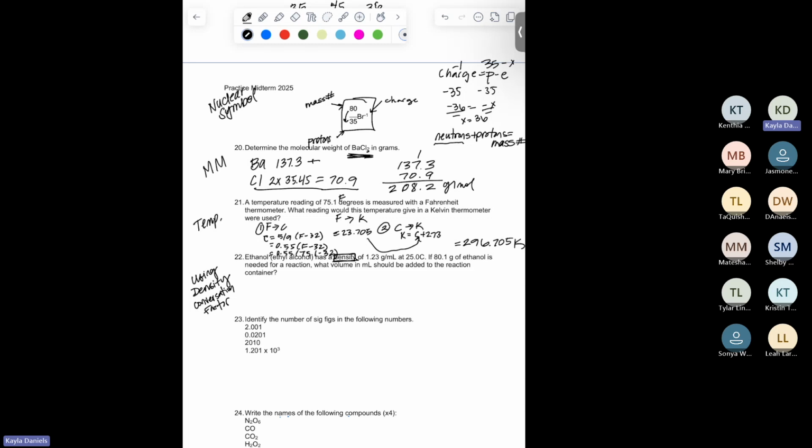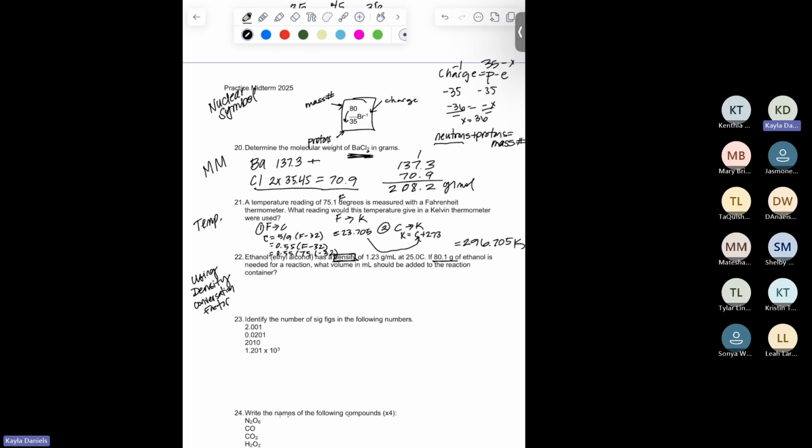So ethanol, also known as ethyl alcohol, has a density of 1.23 grams per mil at 25 degrees C. If 80.1 grams of ethanol is needed, what is the volume? All right, so here's our given. That first sentence, which is going to be written exactly like this on the test, just probably a different number, is our conversion factor. And we never want to start with a conversion factor, okay? We don't want to start with that 1.23. We want to start with the 80.1.